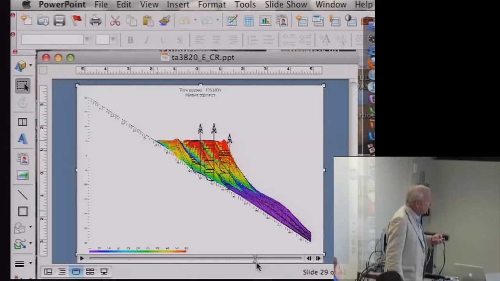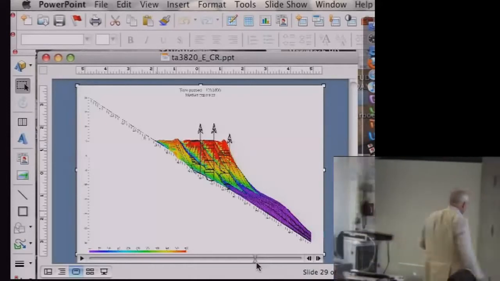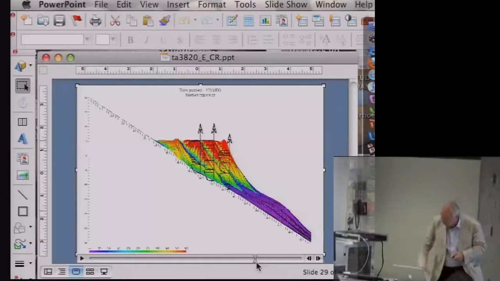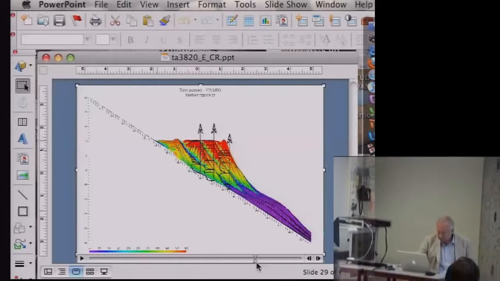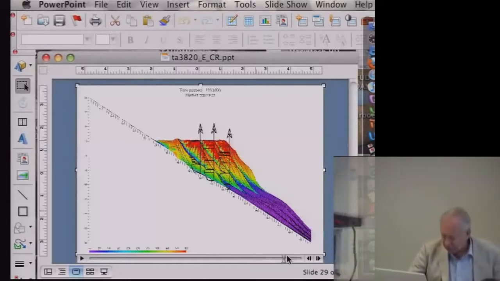Now, I'm not sure I finished it all the way. I think I should go a little further. Let's go. Yes, let's build this out.